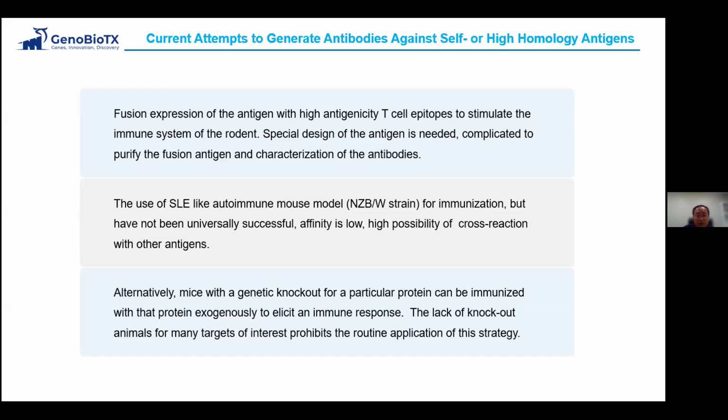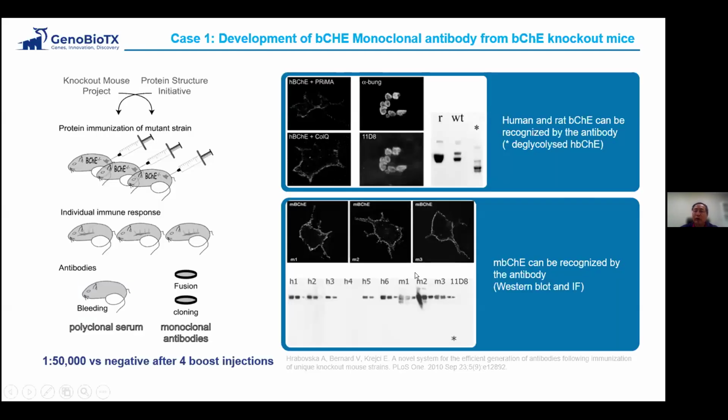Alternatively, mice with genetic knockout of a particular protein can be immunized with the protein so as to elicit an immune response. The lack of knockout animals for many targets of interest prohibits the routine application of this strategy. So I will give you two examples of how we can use knockout mice to develop antibodies against a self antigen.